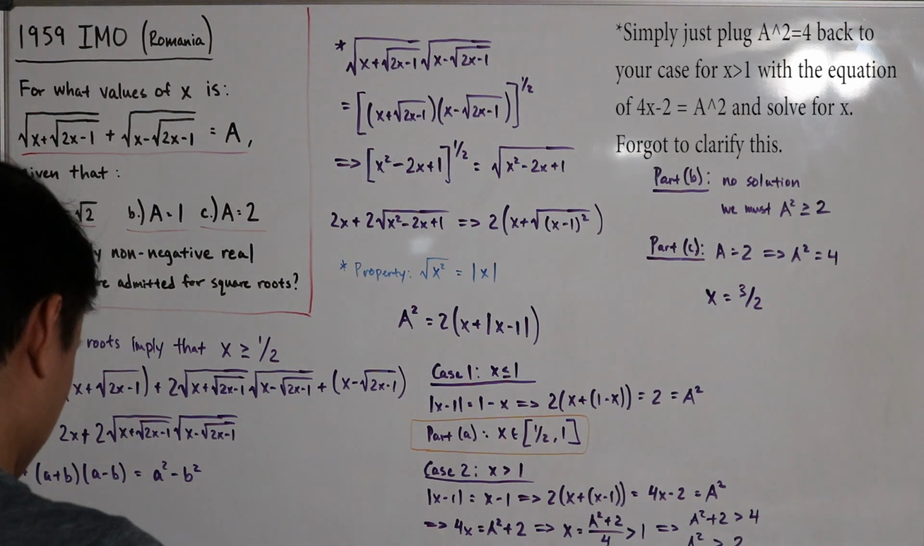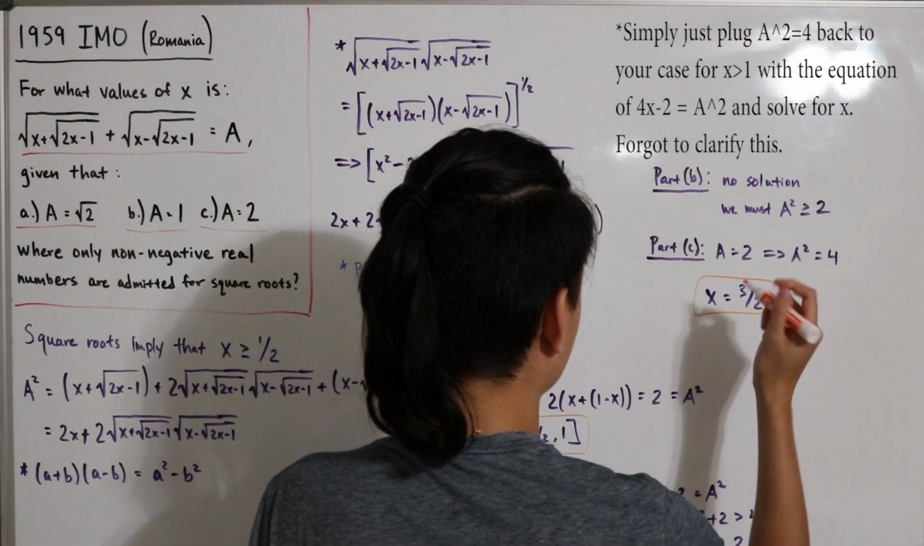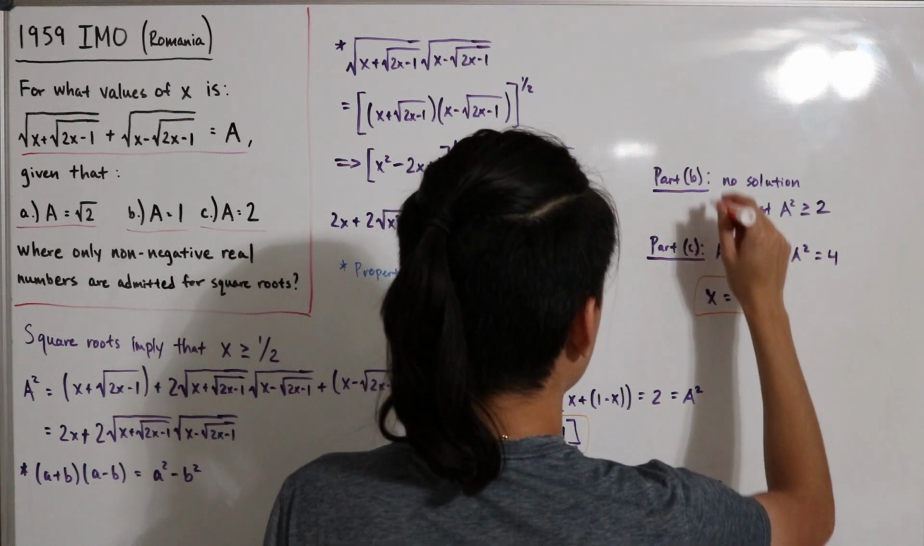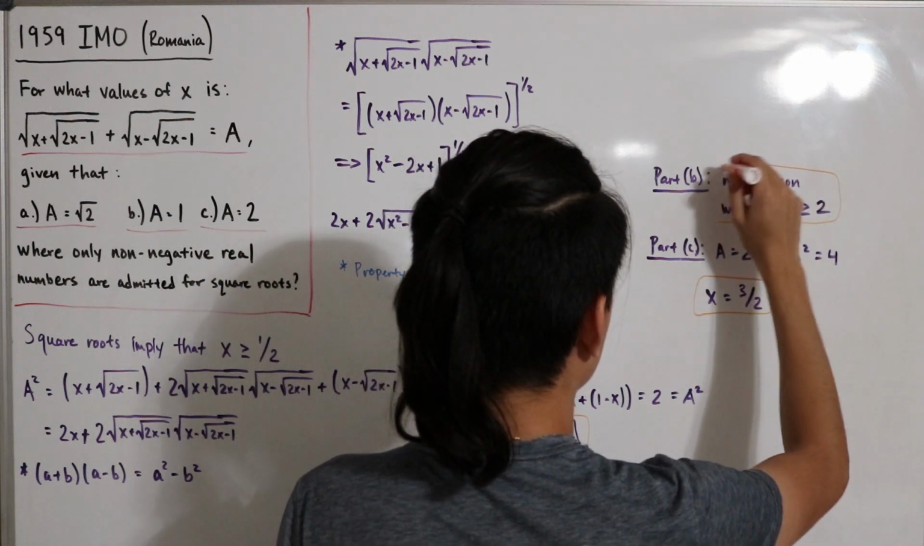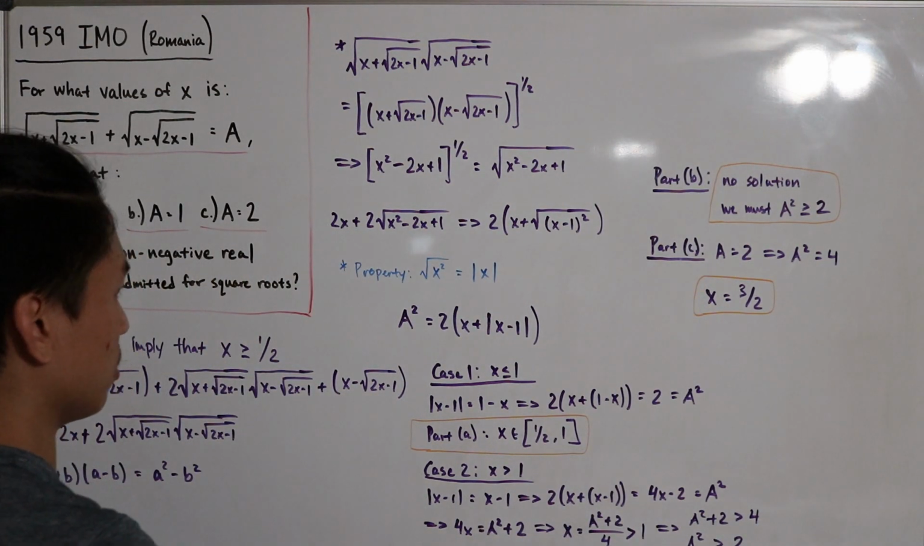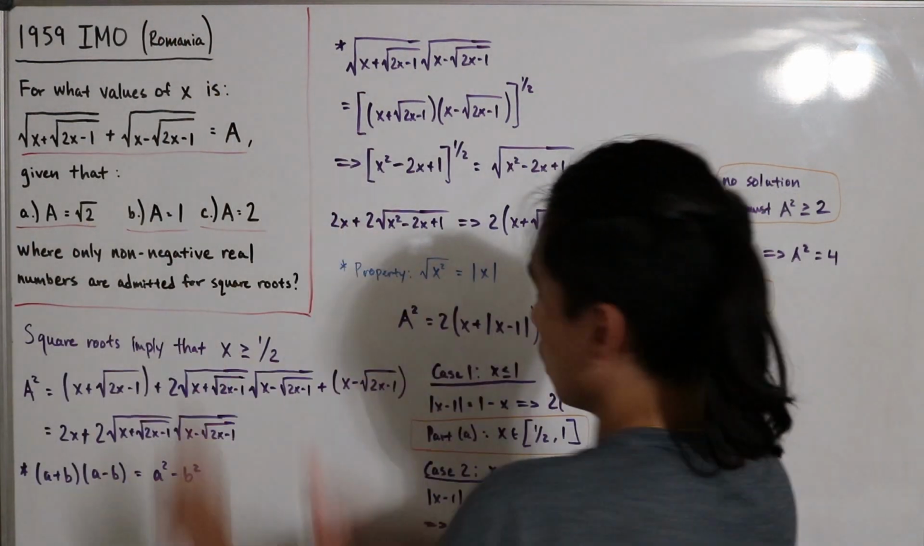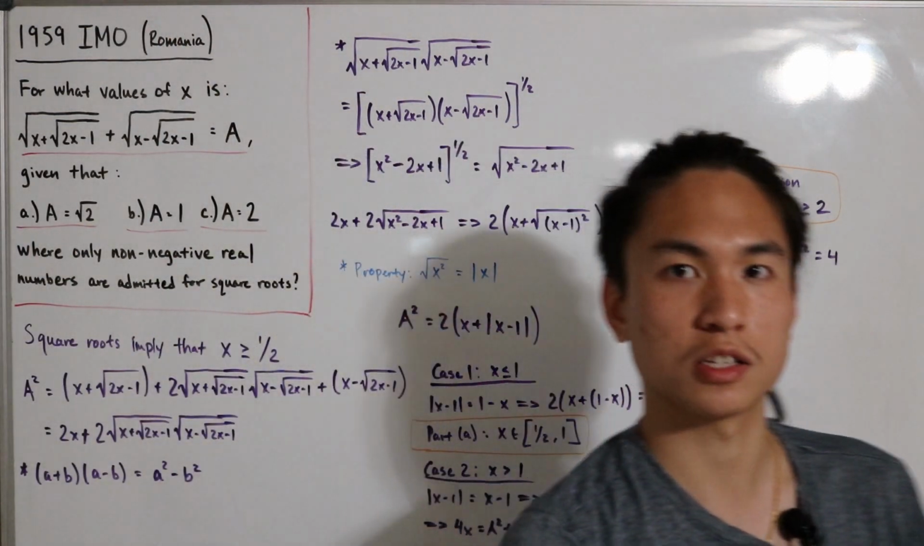And there we have it. We have the following solutions. For part C, it had to be x is equal to 3 over 2. And then part B is that there are no solutions. And that completes the proof. We have the following solutions that satisfy these 3 givens, like so. Okay, so yeah, that's pretty cool if you ask me.